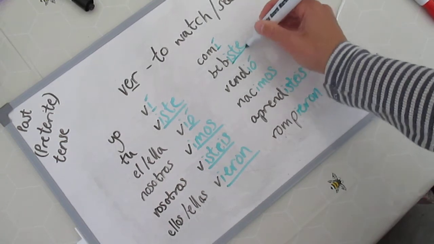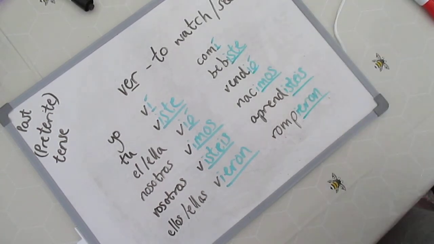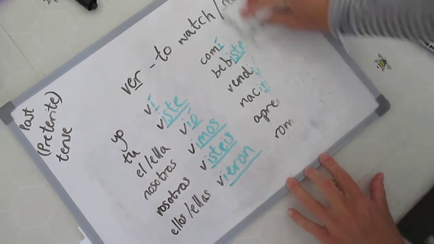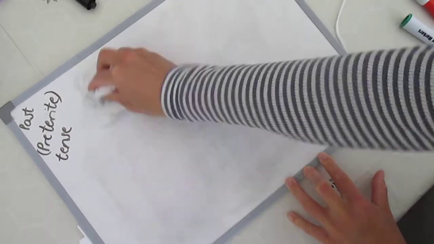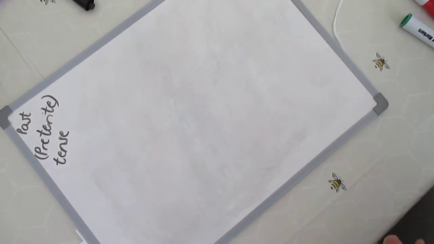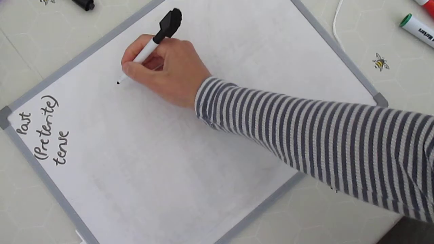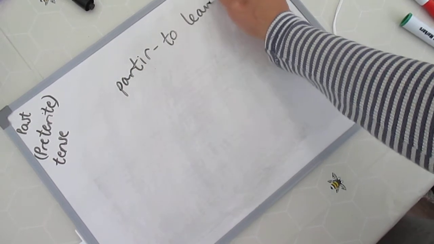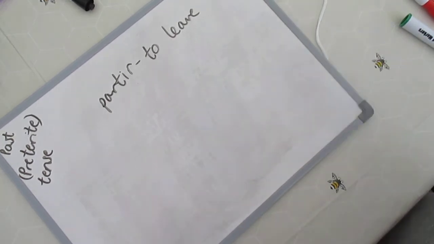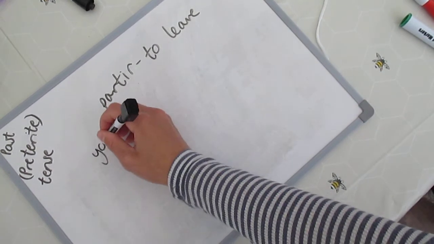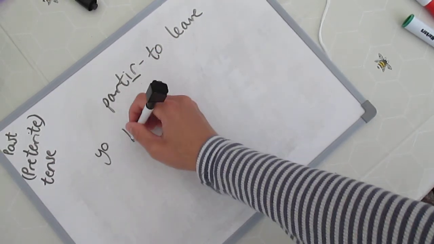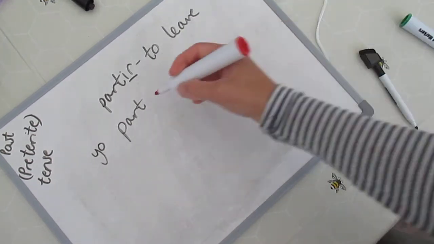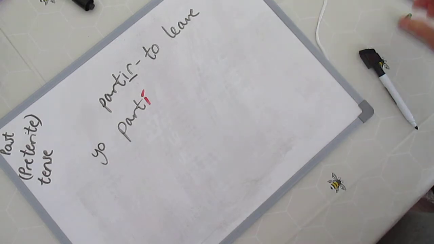Okay, so those are your endings that will work for all regular ER verbs in the past tense. So the final ones we've got left are the IR verbs. We'll take an IR verb, partir, which means to leave, like if you're leaving somewhere. Same as before, we take off the IR ending, so we are left with part. Imagine it's for yo, and then the ending that we add is an I with an accent.